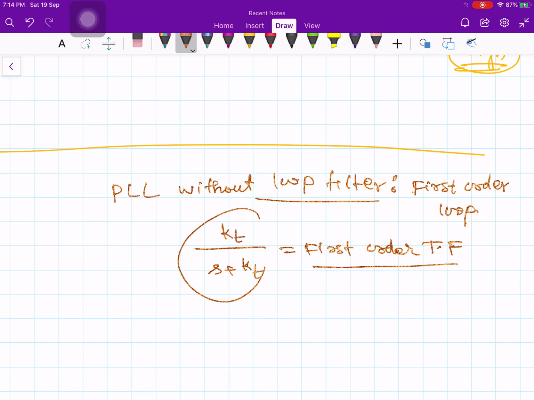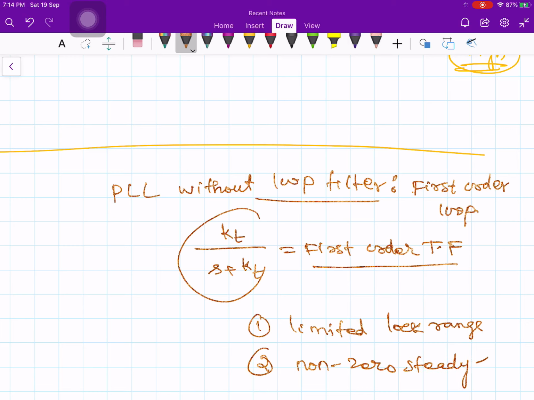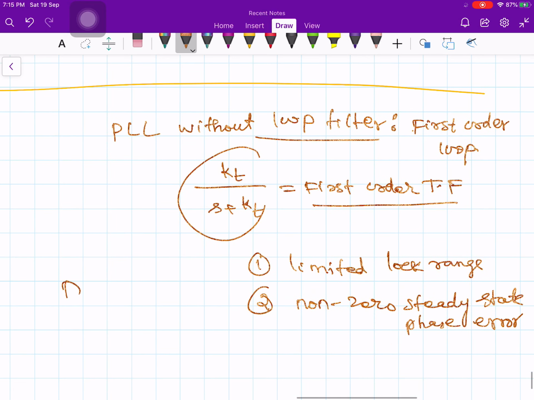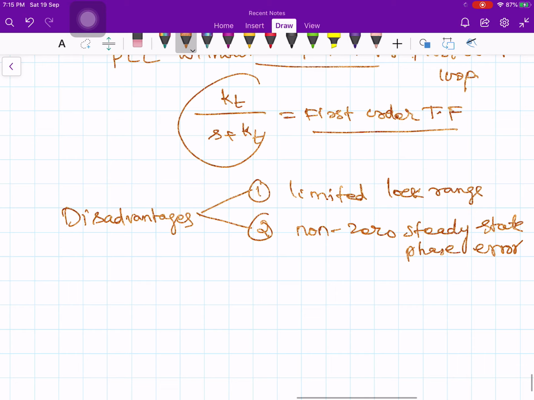It has disadvantages that we have already seen. There are two basic disadvantages which lead to non-optimum performance. One is a limited lock range, and the second is non-zero steady state phase error. So these are the two disadvantages that we already discussed.